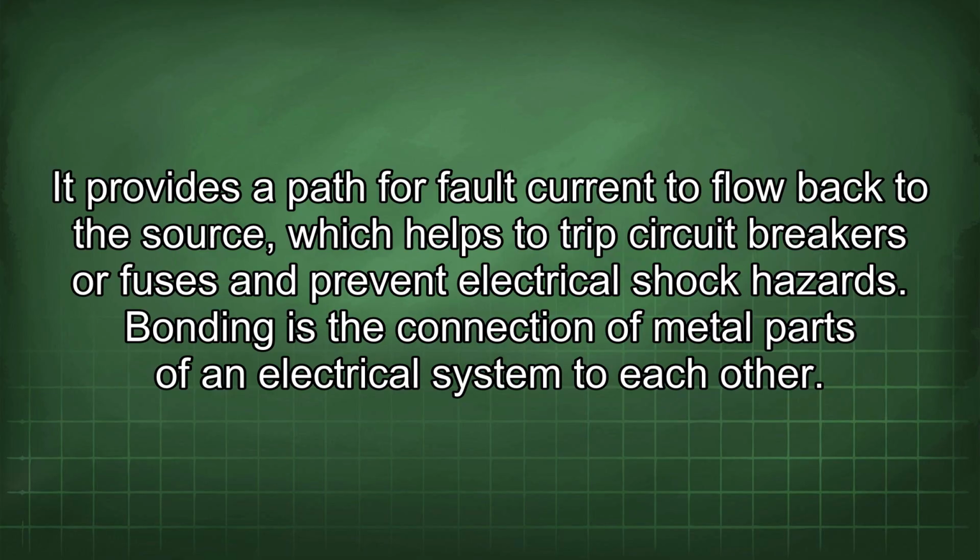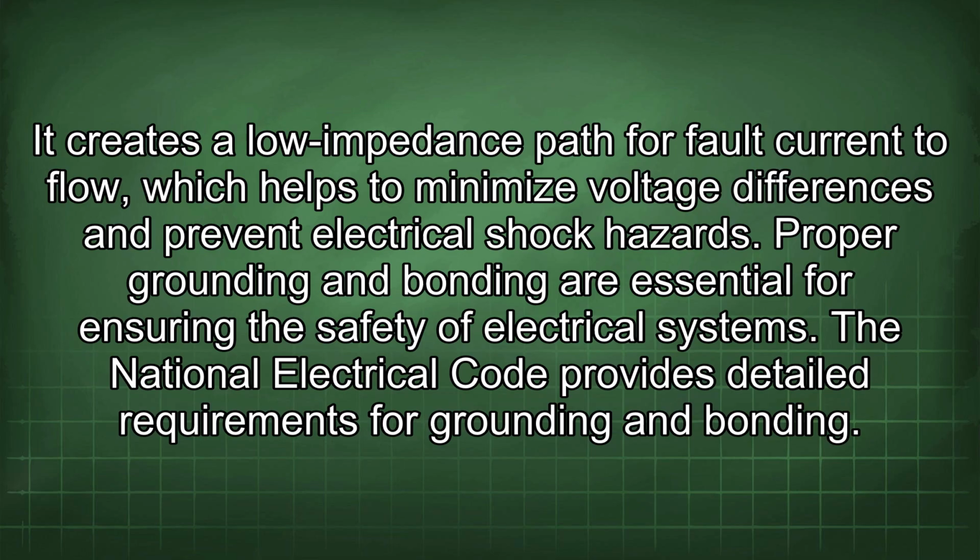Bonding is the connection of metal parts of an electrical system to each other. It creates a low impedance path for fault current to flow, which helps to minimize voltage differences and prevent electrical shock hazards. Proper grounding and bonding are essential for ensuring the safety of electrical systems. The National Electrical Code provides detailed requirements for grounding and bonding.